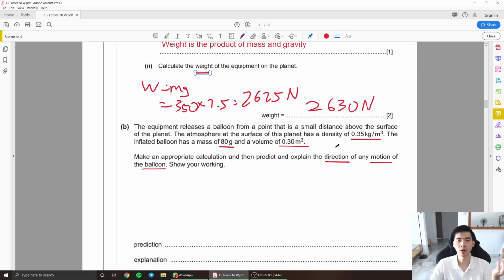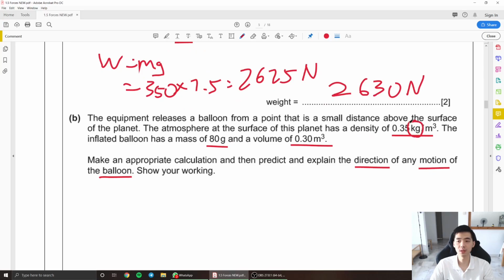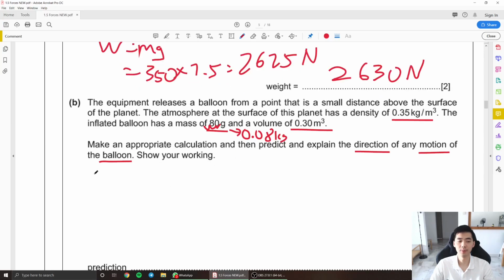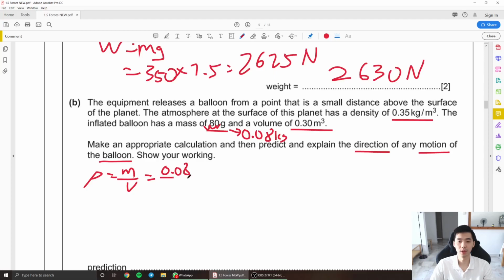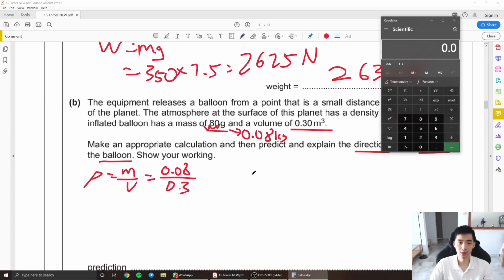And if you think about floating upwards, the only reason it could float upwards is because it has less density than the density of the air on that planet here. So first and foremost, I have to find the density of the balloon, which I noticed that this here is actually in grams, this here is actually in kg. First things first, I change this into kg, which is divided by 1000, which is going to give me 0.08 kg here. From here, density is equal to mass over volume, which in this case will be 0.08 divided by 0.3. Press that into the calculator yet again.